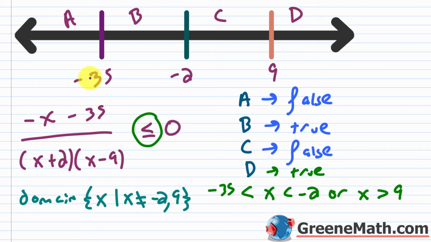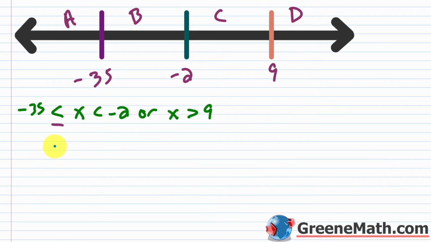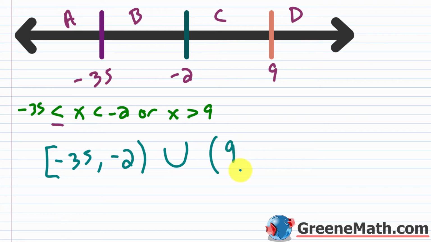But -35 is okay, right? That's the value that makes the numerator 0, right? So you'd have 0 is less than or equal to 0, which is a true statement. So I'm going to make this right here a less than or equal to. Okay, so in interval notation, I'm going to put a bracket here next to negative 35. And this goes up to but excludes negative 2. So you want a parenthesis there because, again, negative 2 would be excluded from the domain. And then the union with anything that's greater than 9. So again, 9 is not included. That's excluded from the domain. And this goes out to positive infinity.